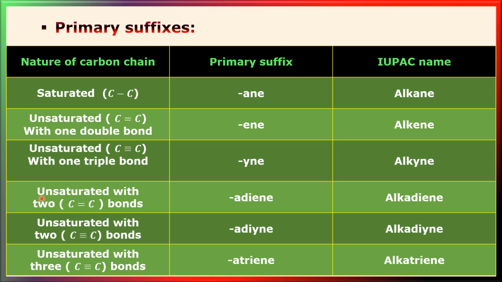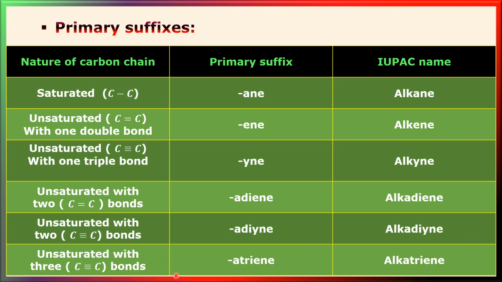Next, for a carbon chain containing two carbon double bonds, the primary suffix we have to use is adiene. The IUPAC name is alkadiene. Okay, unsaturated with two triple bonds: there are two triple bonds in the carbon chain. At that time, adiyne. So the IUPAC name is alkadiyne.